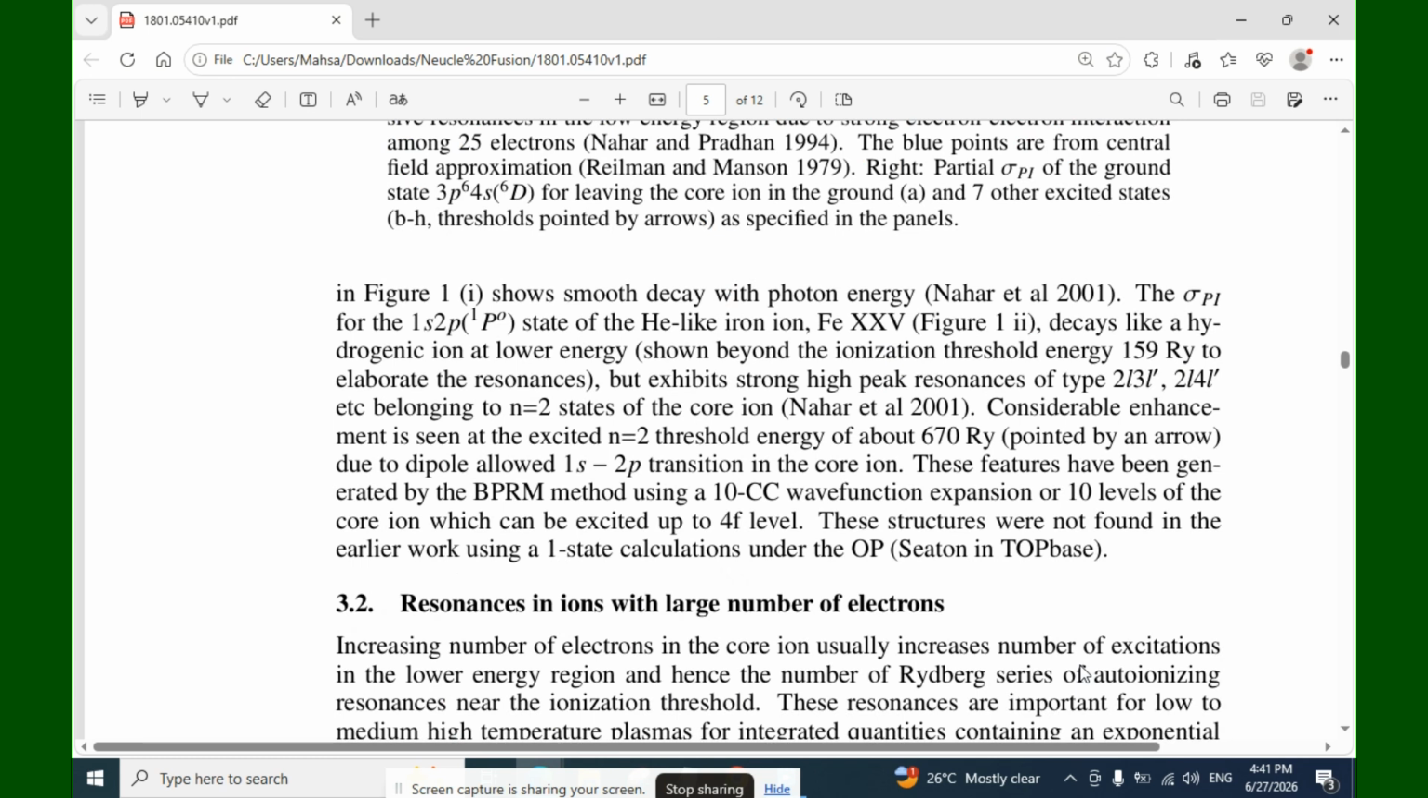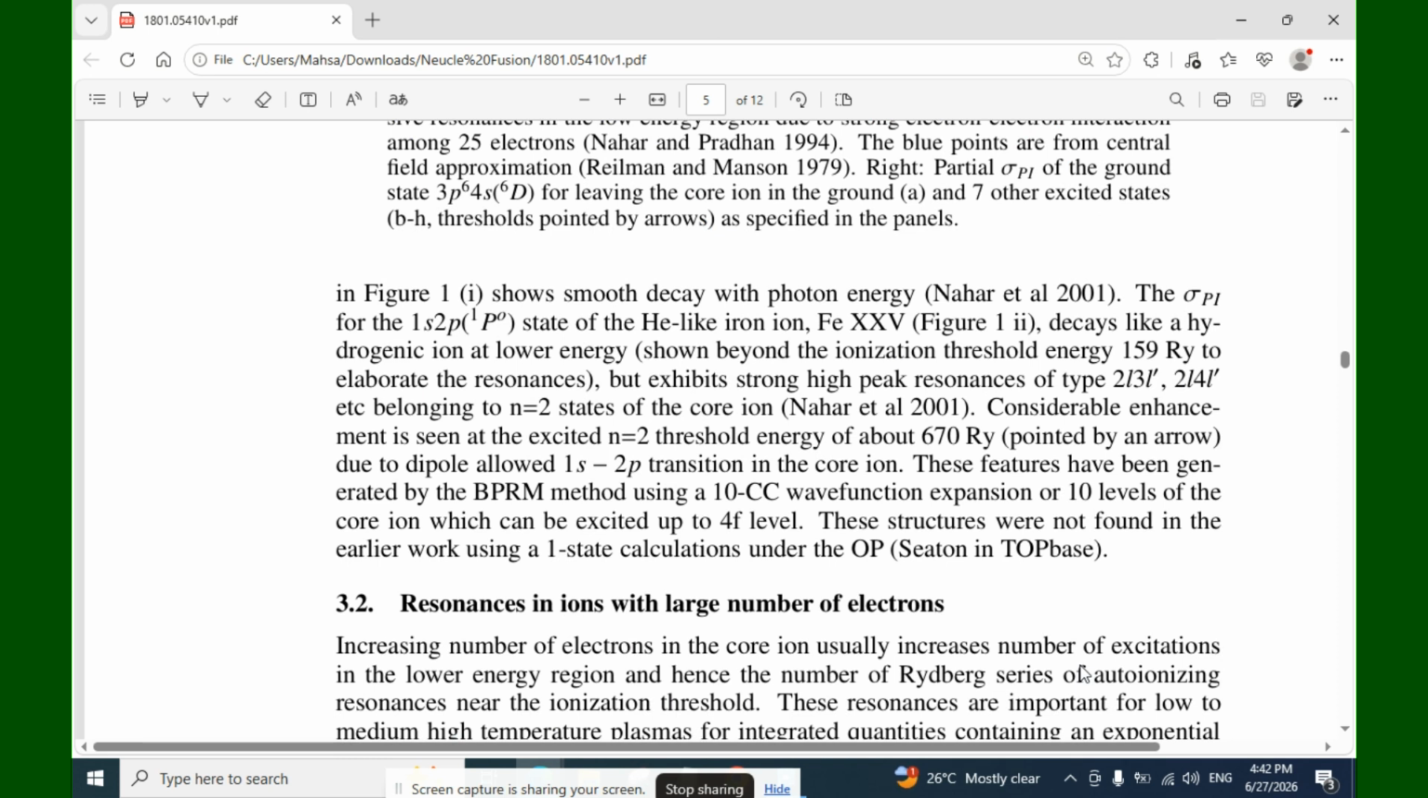Nahar and colleagues in 2001 computed the sigma PI for the 1s2p 1P0 state of the helium-like iron ion Fe XXV. Figure 1 part 2 decays like a hydrogenic ion at lower energy, shown beyond the ionization threshold energy of 159 Ry, to elaborate resonances, but exhibits strong high peak resonances of type 2l 3l, 2l 4l, and so on, belonging to n equal to two states of the core ion.